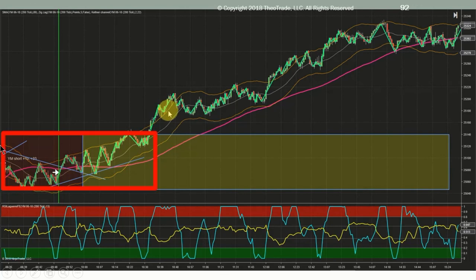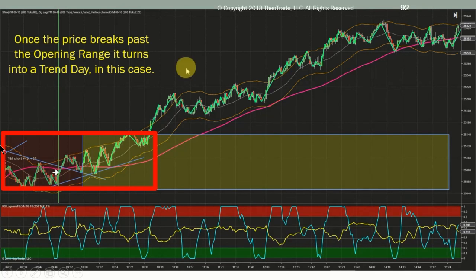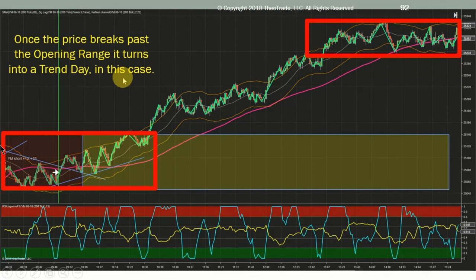Okay. So here's another example where we're trading within the opening range, and then we start to see the market starting to move from range contraction into range expansion. Here comes the trend. We see a lot of this today. So once the price breaks past the opening range, it turns into a trend day. And then it moves into another range up here.